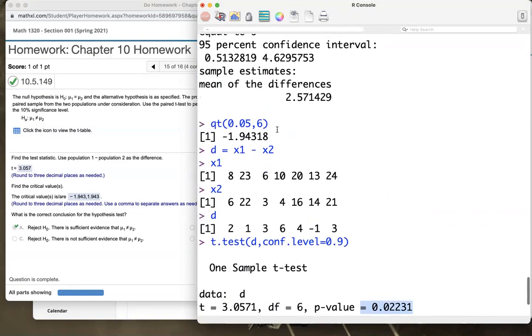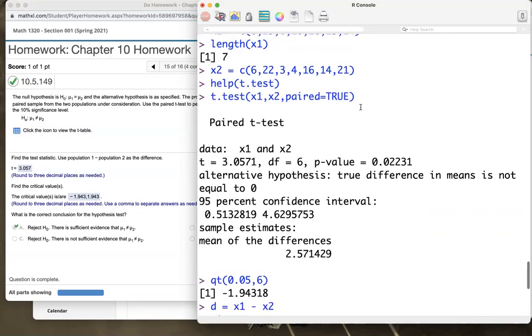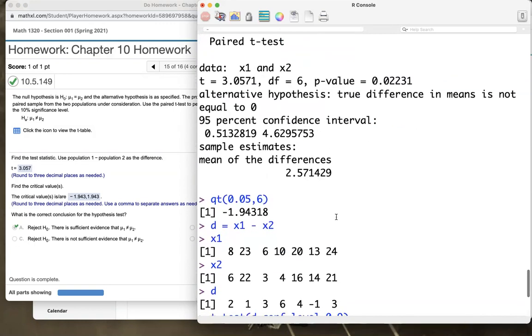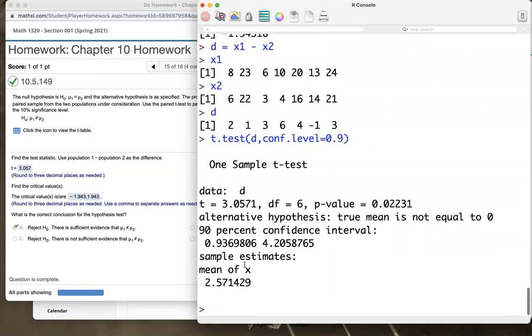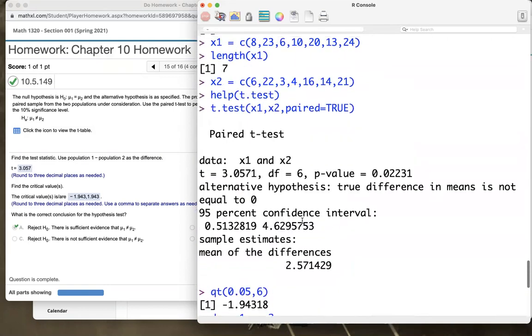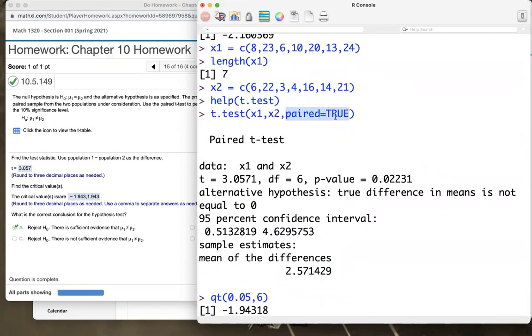In the previous example, I might have forgotten to say that we wanted a 90% confidence level, so you'll get the wrong p-value there, because it defaults to 95. But the test statistic is the same regardless of what the confidence level is. Anyway, that's two ways to do the paired t-test. You can just do it as a one population test on the difference, or you can add the paired equals true command in R, and that'll do it.